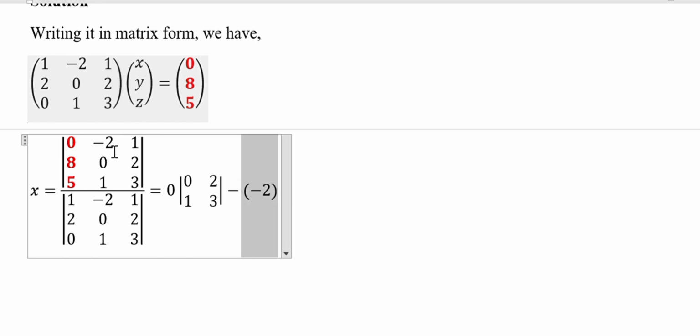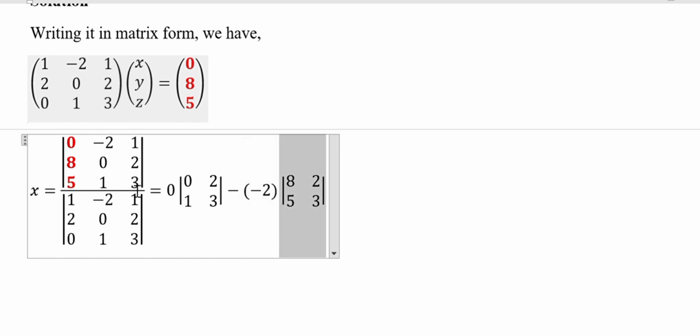After that, cancel the row and the column on which this -2 is. If we cancel the row and the column on which it is, the elements that remain are 8, 2, 5, and 3. So they will form a minor matrix of order 2 by 2. And here it is. We have 8, 2, 5, and 3, like that.